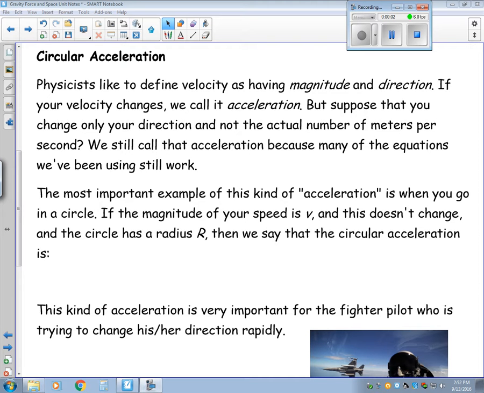This is video 4 for gravity, force, and space. So to start this one, we're going to talk about circular acceleration.